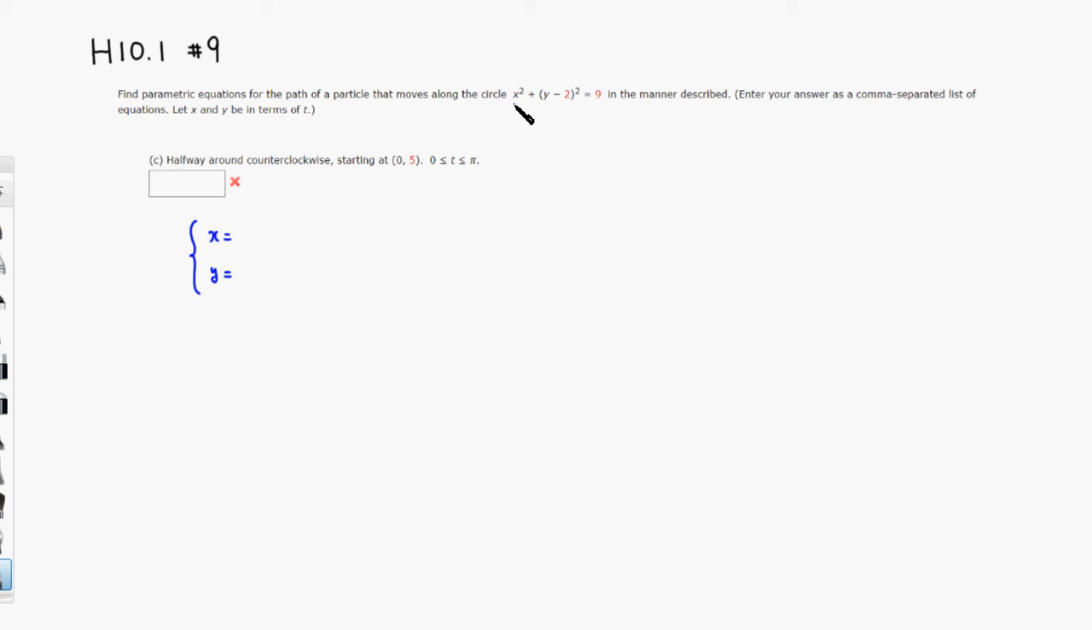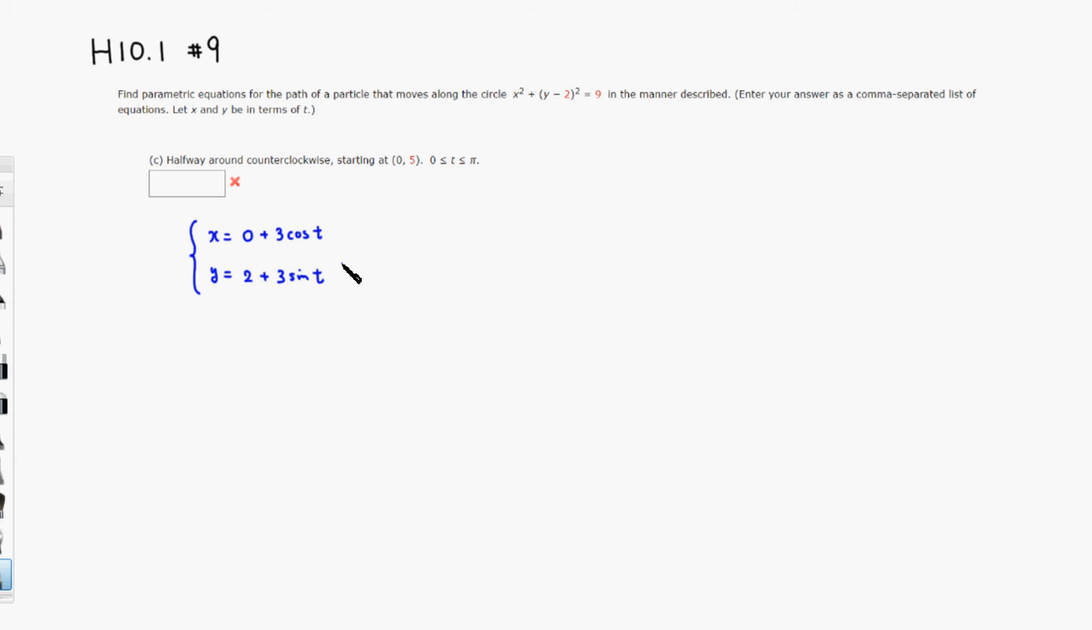So the center is (0, 2), so we have a 0 and a 2, plus, let's see, r is going to be 3 because 9 is 3 squared. So it's going to be 3 cosine of t and 3 sine of t, right? We would think that this would work great.